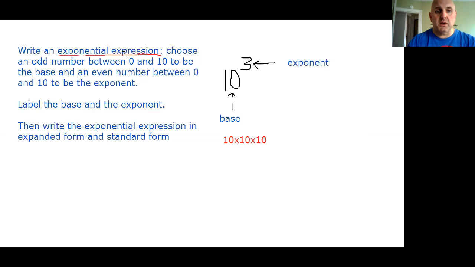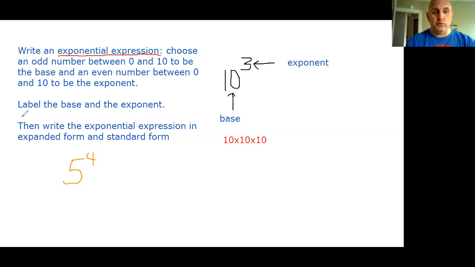Write an exponential expression. Choose an odd number between 0 and 10 to be the base, and an even number between 0 and 10 to be the exponent. So I can start with any odd number I want. I could choose 3, 5, 7, or 9. They're all between 0 and 10. So I'm going to choose 5. And that's my base. And then I'm going to choose an even number between 0 and 10 to be my exponent. So I could choose 2, 4, 6, 8. So I'm going to go ahead and choose 4.